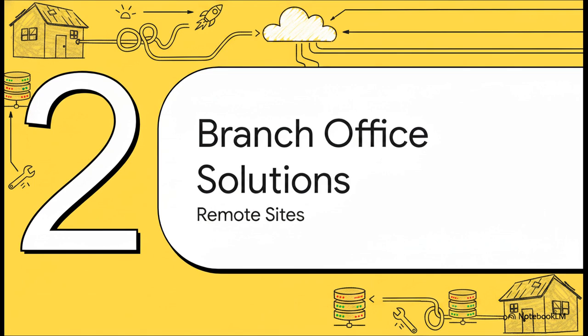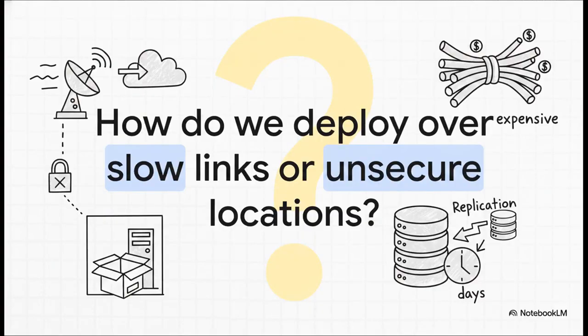We're now pivoting from the pristine, high-bandwidth environment of a centralized data center to the often messy reality of remote locations. This brings us to a fundamental architectural question. How do we successfully deploy domain controllers when we're forced to operate over slow, unreliable, or really expensive wide-area network links? Furthermore, how do we protect our directory when the physical location is unsecure?